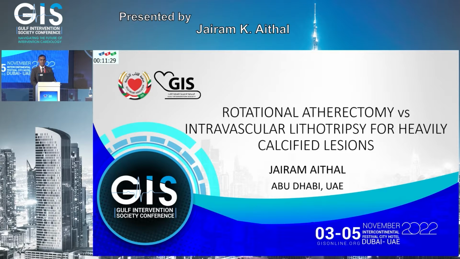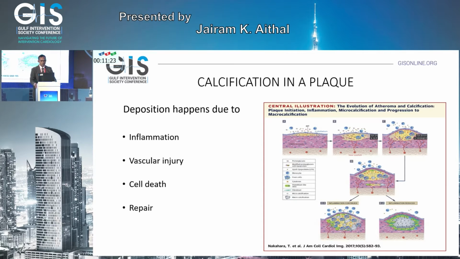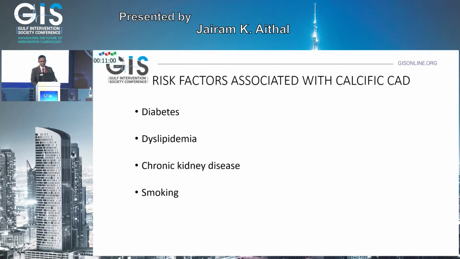My talk is basically on the use of a rota versus the IVL for heavily calcific lesions. To quickly go through what calcification in a plaque means. It's basically years of deposition that happens secondary to inflammation, followed by the release of inflammatory markers, subsequently leading to some vascular injury, cell death, finally with cell repair. If the cell repair happens in an organized manner, osteoblasts come in, play a role, and calcify the lesion.